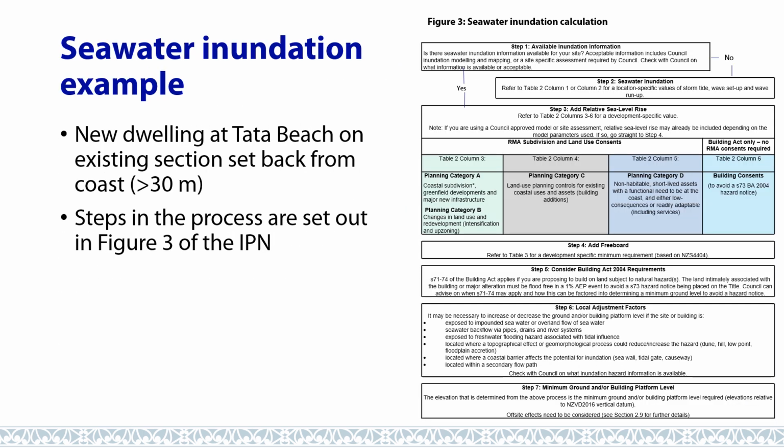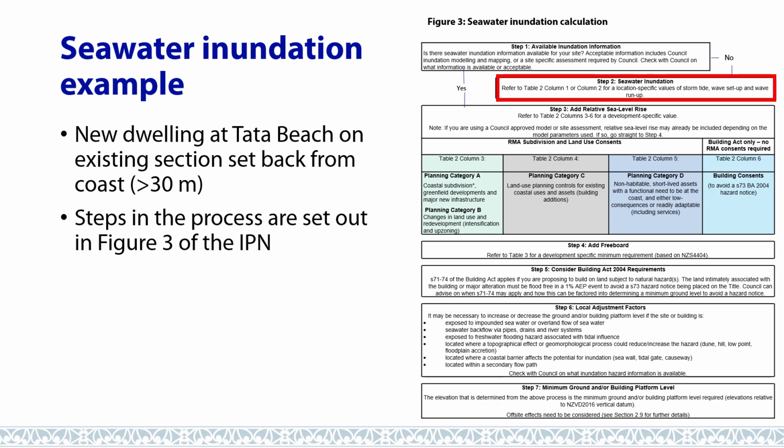For our example, we want to determine the building platform level for a new dwelling on an existing section that is set back more than 30 metres from mean high water spring at Tata Beach in Golden Bay. Figure 3 in the IPN sets out the steps to take to determine this level. For this example, we do not have any site-specific inundation modelling or information, so we start at step 2, determining the seawater inundation levels from Table 2.